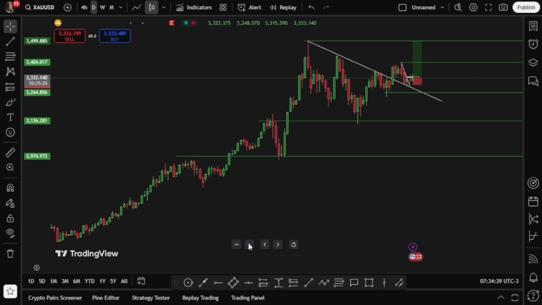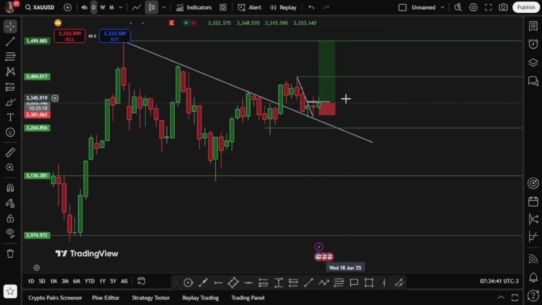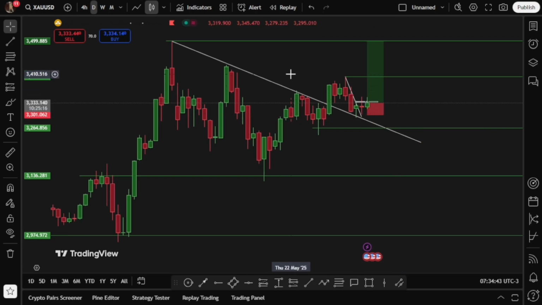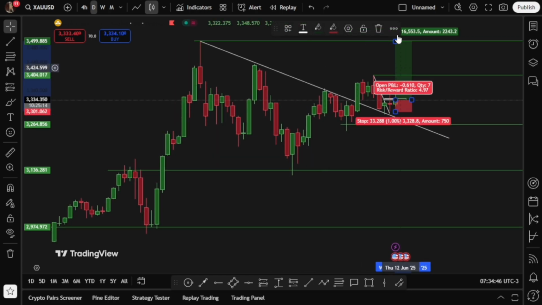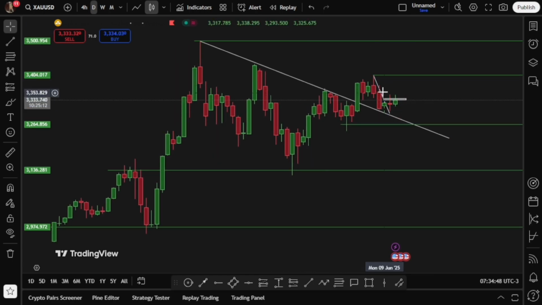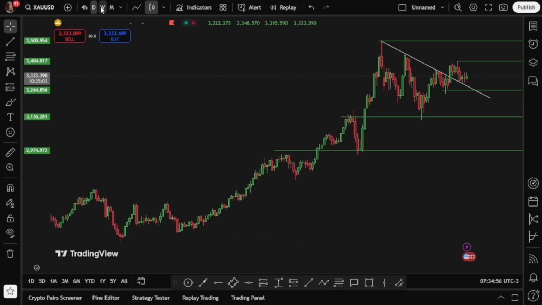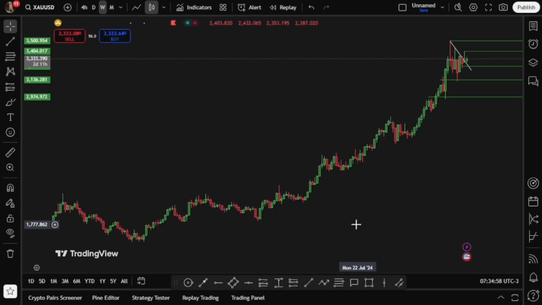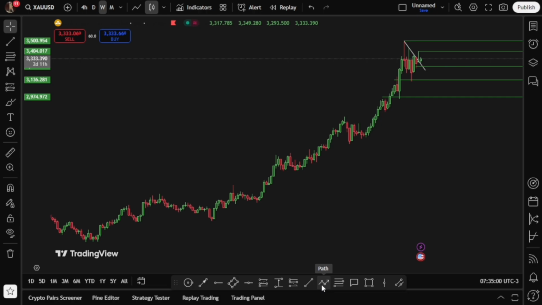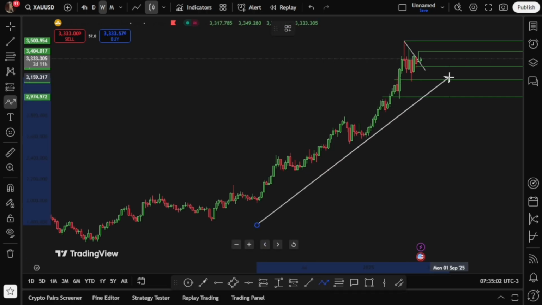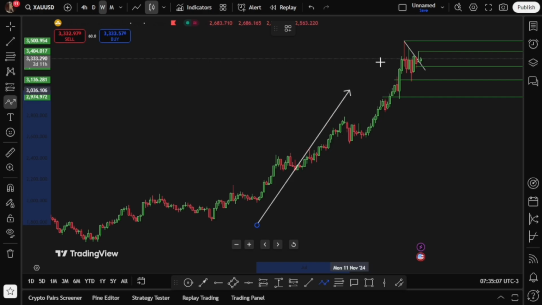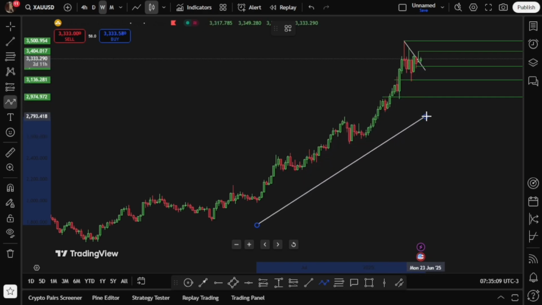So now this is gold on my screen, and this is the daily time frame. Let me clear this. I won't clear all, but I'll clear some. We can see that gold on the weekly time frame, let's go to the weekly time frame, is trending to the upside.